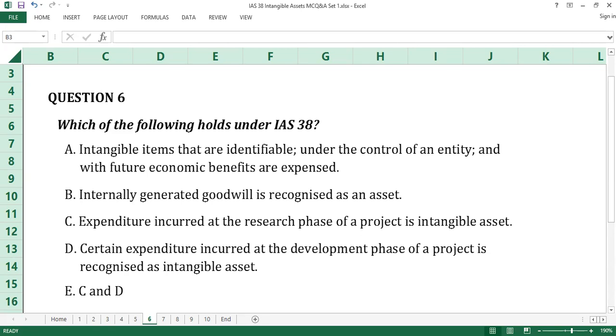C, demonstrate its ability to use or sell the intangible assets. D, demonstrate how the intangible assets will generate probable future economic benefits. E, demonstrate the availability of adequate technical, financial, and other resources to complete the development and to use or sell the intangible assets. And F, demonstrate its ability to measure reliably the expenditure attributable to the intangible asset during its development. D is the answer to question number 6.